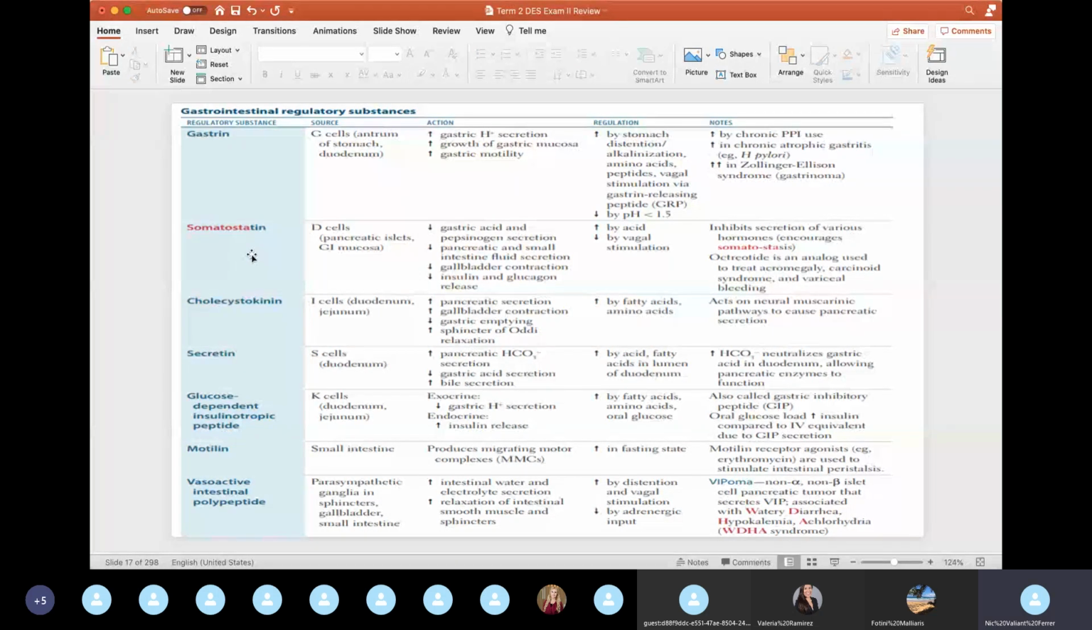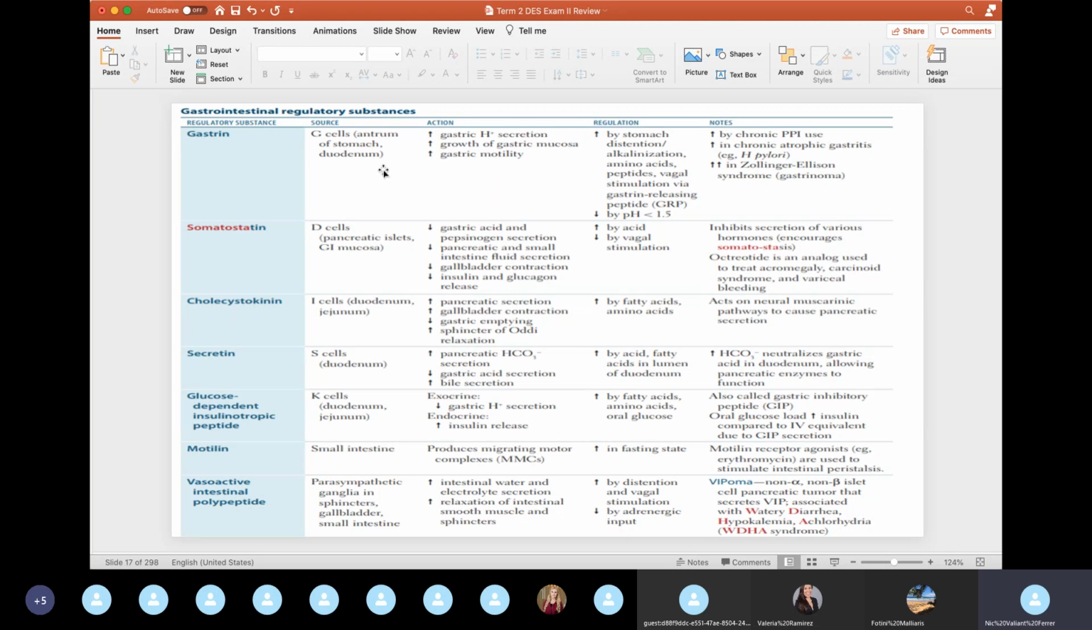Next, somatostatin. Somatostatin, the source is the D cells. It decreases everything. Look at the action. It decreases gastric acid secretion, pancreatic and small intestine secretion, gallbladder contraction, insulin and glucagon release. So in a way, you say it decreases everything. Think somatostatin. Term 4, you're going to learn about octreotide, which is an analog of somatostatin. This is used to treat acromegaly, carcinoid syndrome, and variceal bleeding.